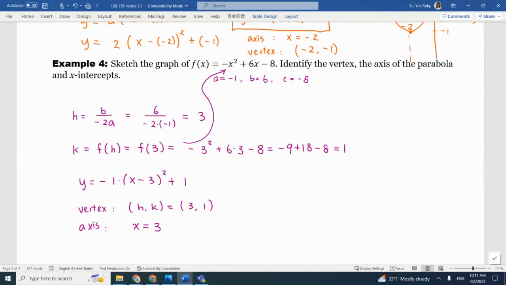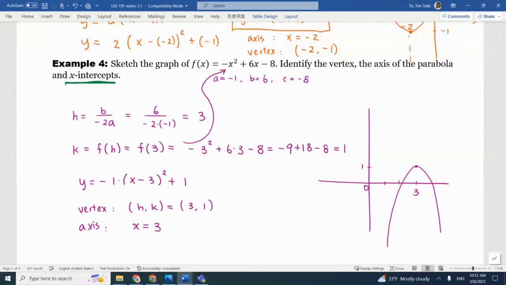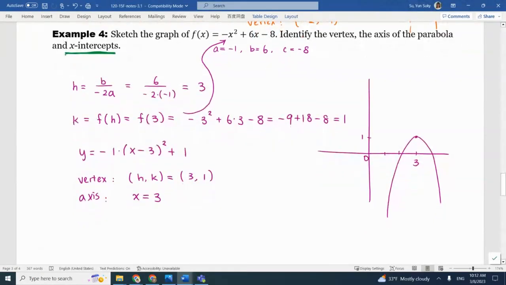Okay, and so now we can sketch because 3, 1. So 1, 2, 3, and 1. This is the vertex. Tell me, the parabola opens up or opens down? Down. Okay, so like that. But the problem also asks us to find the x-intercept. Okay, so x-intercept. Do we set x equal to 0 or y equal to 0? Y equal to 0. Right, everybody?